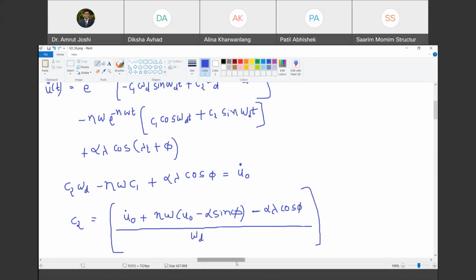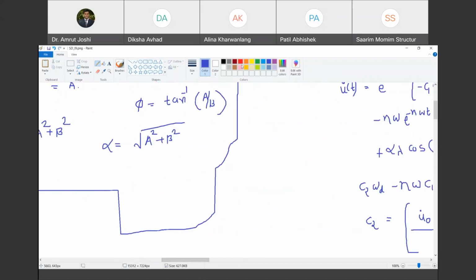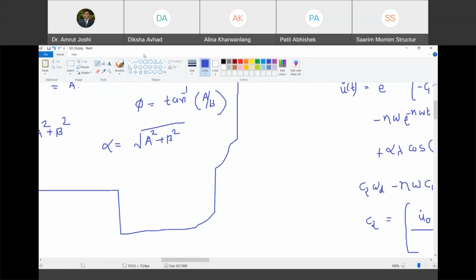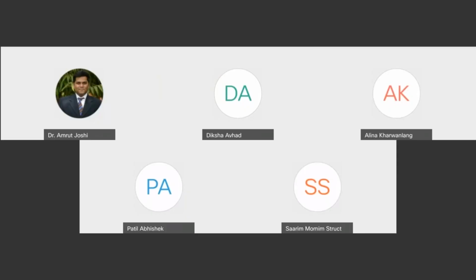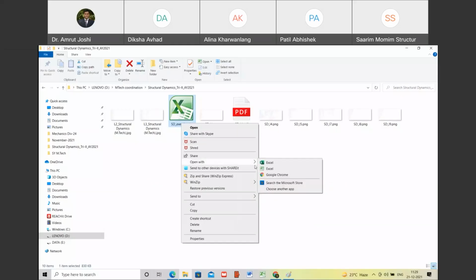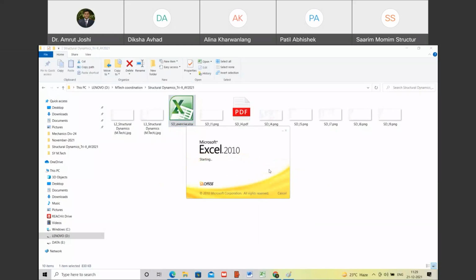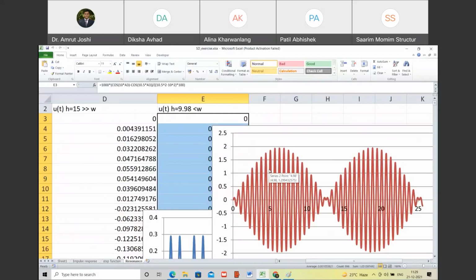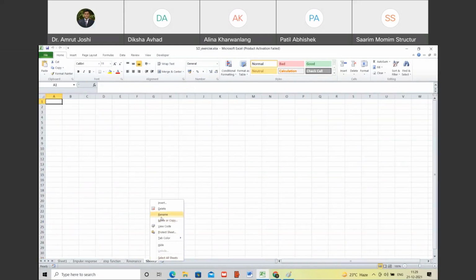So we have got C1, we have got C2, we have the response in place. So now let us plot. One minute. So what is this case? This is the case of a damped system, underdamped system subjected to harmonic excitation. Are you with me? So let me write that down. Underdamped system subjected to harmonic excitation.